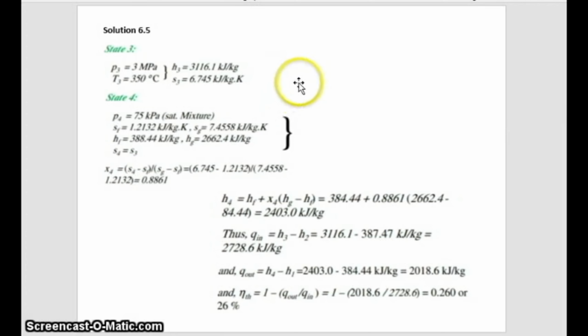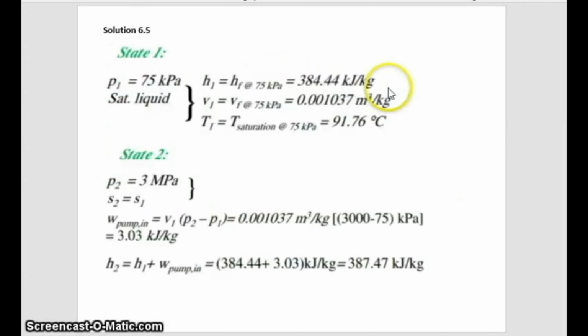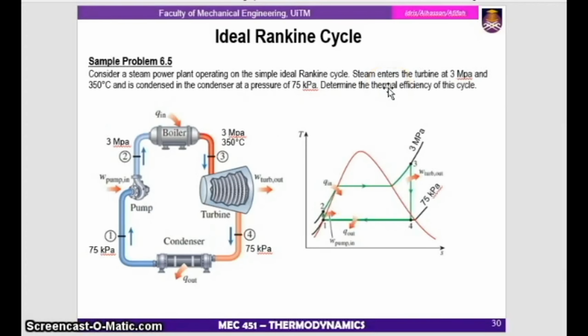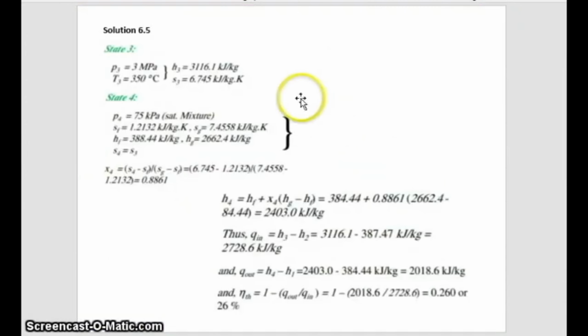But you also have to remember whether P3 and T3 are in the superheated region or the mixture region. In this diagram, state 3 is superheated. So at step number 3, just go straight to the superheated table.